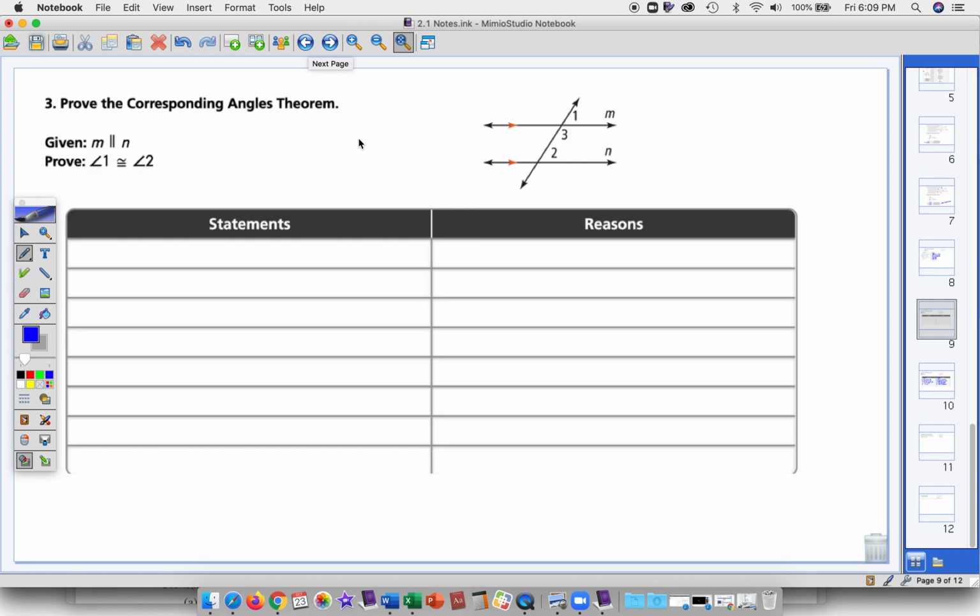Okay, so I'd like you to try this one. This is a proof of the corresponding angles theorem. We're given again that lines M and N are parallel, and we're asked to prove that angle 1 is congruent to angle 2. They are corresponding angles, so we're proving that theorem. It's very similar to the last one. So go through and see if you can come up with the statements and the reasons on your own. Pause the video, and when you're done, come back and we'll compare.